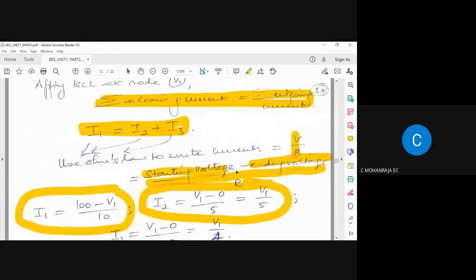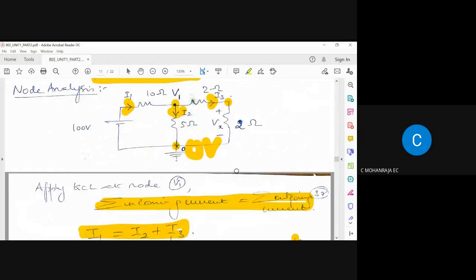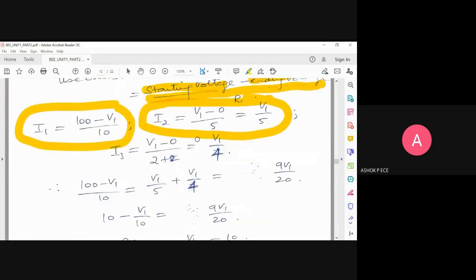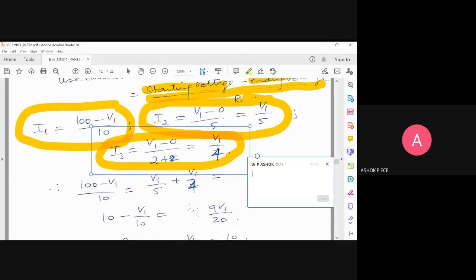Now I3. It is V1 minus 0 by 2 plus 2. If you just write V1 minus 0 by 2, you are wrong, because you missed the other 2 ohms in series. Whenever resistances are in series, you have to add both. So it is V1 minus 0 by 2 plus 2. If you don't write 2 plus 2, the answer is wrong. So it is V1 by 4.